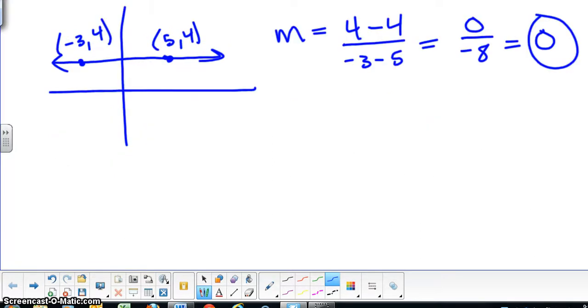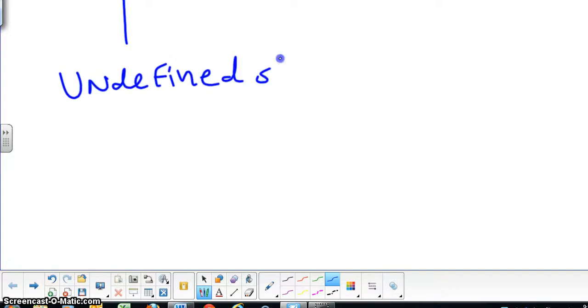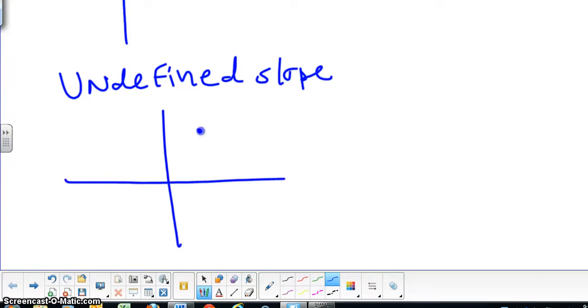The last type of slope that I want to go over is an undefined slope. You should also know what this looks like. 2 points that could be on an undefined slope might be over 3 up 5, and then maybe over 3 and then down -1.